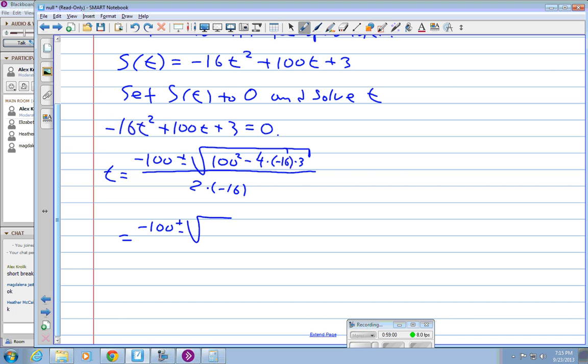So just computing that, it's 10,000, and then what's going on over there? It's 64 times 3, 192, so plus 192 over negative 32.